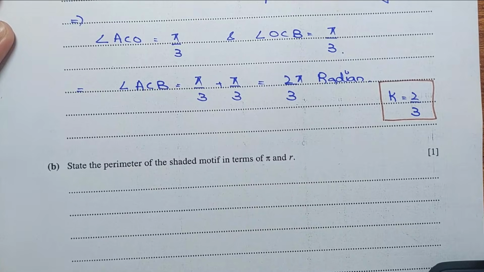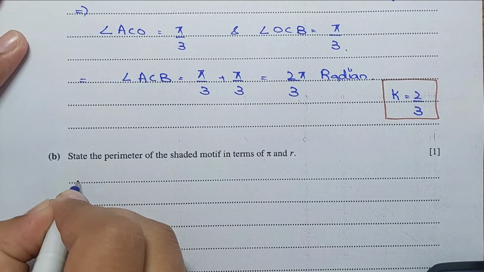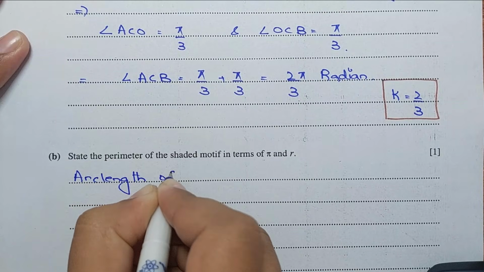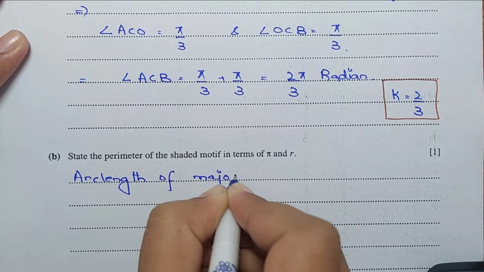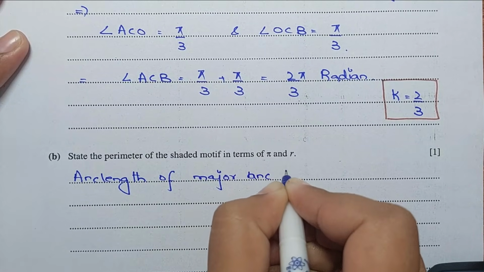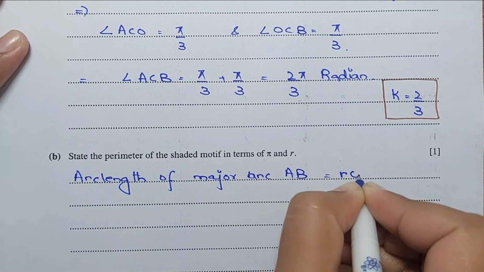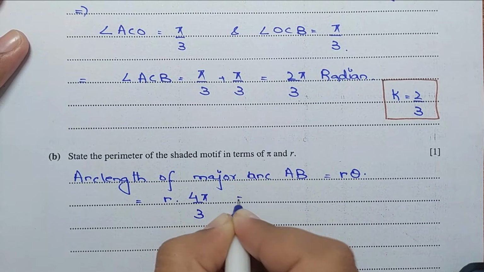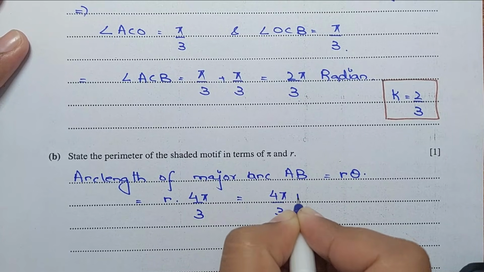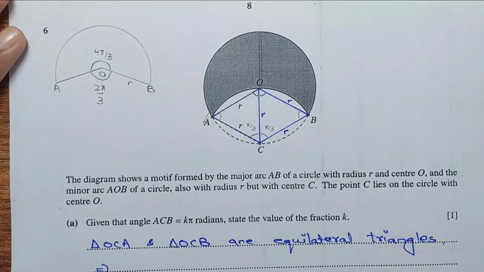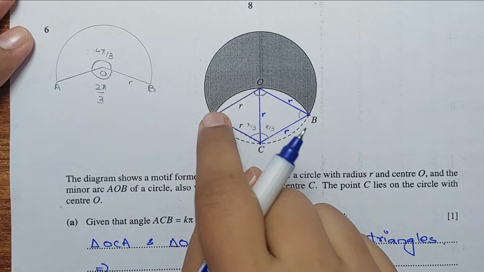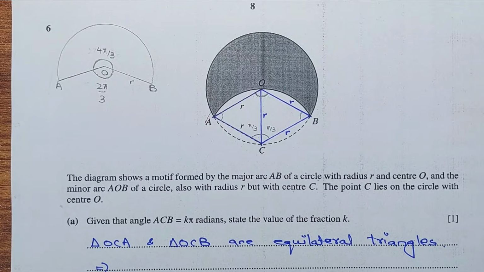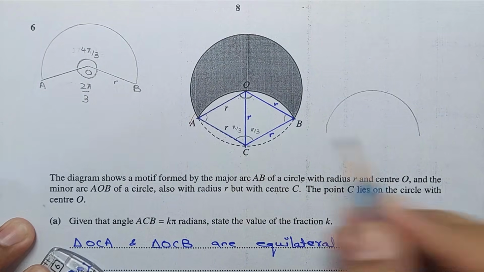So here for the perimeter, the arc length of major arc AB is radius times theta. The radius is r and theta is 4 pi by 3, so this would be 4 pi r by 3. Now we are done with this. Now we need to figure out the other arc. Let me draw that separately. All right, so this is C.